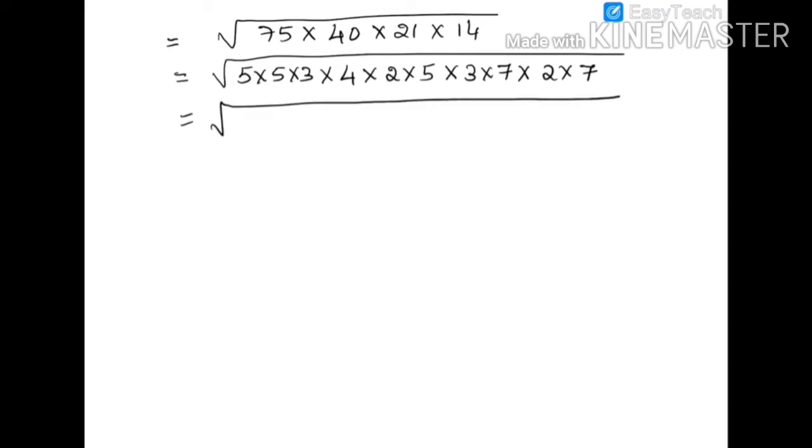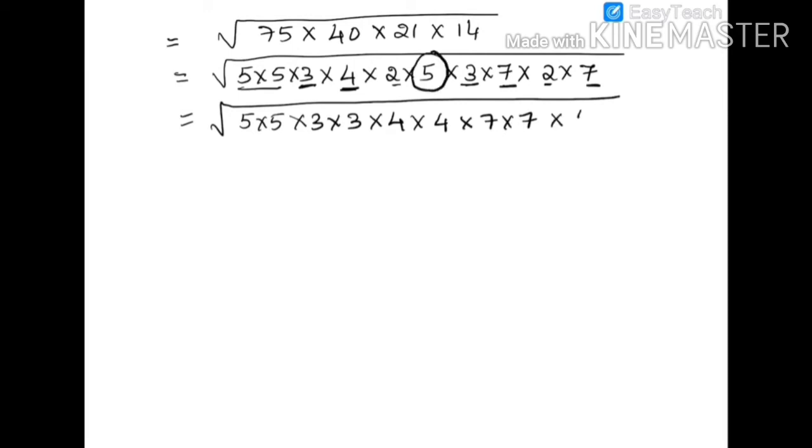Let's write pairs of identical factors. So we have 5 into 5. We have 3 into 3. We have 4, and 2 into 2 will be another 4. We have 7 into 7. And 5 is left alone.